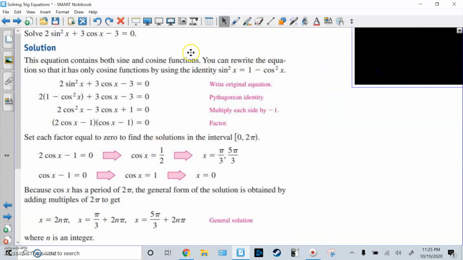And since they didn't say on the single period 0 to 2 pi, we have to find the general solution, all solutions. So we're going to add 2 pi n to all of them, to 1, 2, 3, all three solutions.